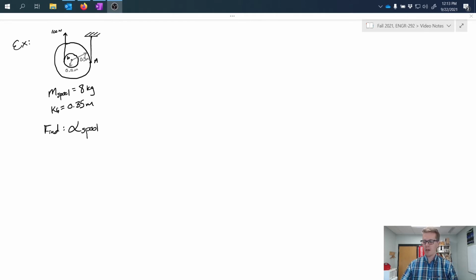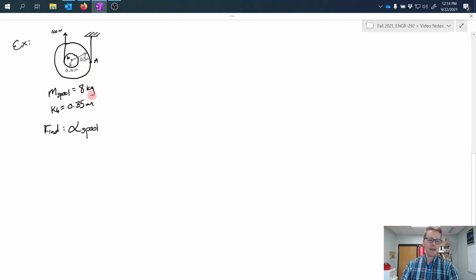So in this problem we have a spool that is supported by tension on a cable or a rope which is connected to the spool at point A, and that's fixed to the ceiling or whatever this happens to be. And then it is raised and lowered by a cable attached to the smaller gear or pulley, and a 100 Newton load is used to raise the spool up.